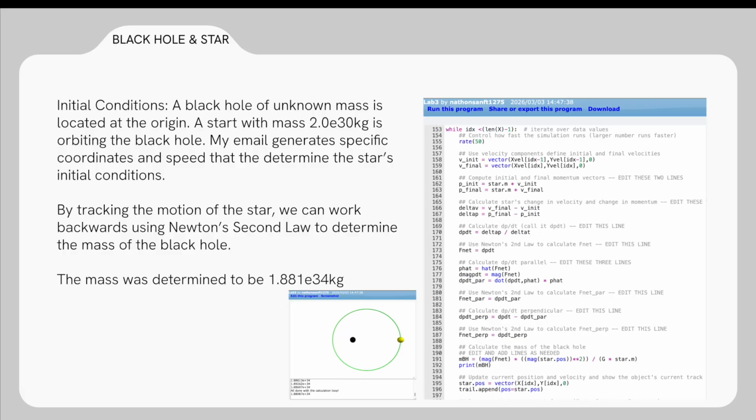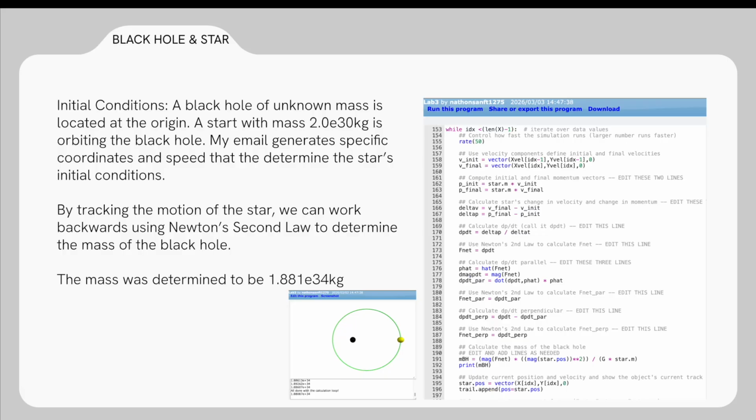On the right hand side, you can see the iterative loop that was used to keep updating the position of this star based off the mass of the black hole. You can see how we start by finding the initial and final velocities, the initial and final momentums, and then we use those values together to find a change in velocity, a change in momentum, and this change in momentum allows us to find the net force, which allows us to calculate the orbit for the star.